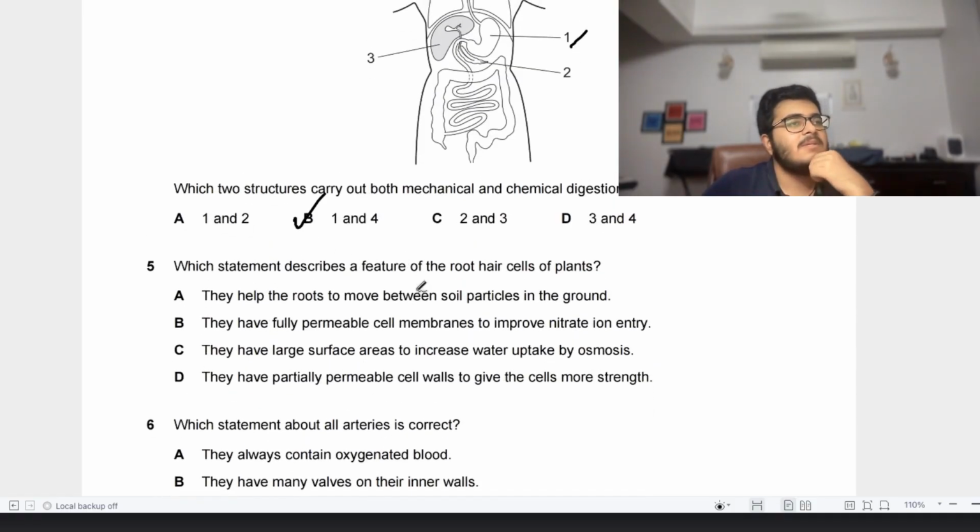Which statement describes a feature of root hair cells of plants? They help the roots to move between the soil particles to the ground, which is not the correct answer. They have a fully permeable cell membrane? No. They have large surface areas to increase water uptake by osmosis, which is correct because this is their role. They have partially permeable cells to give the cells more strength? No.